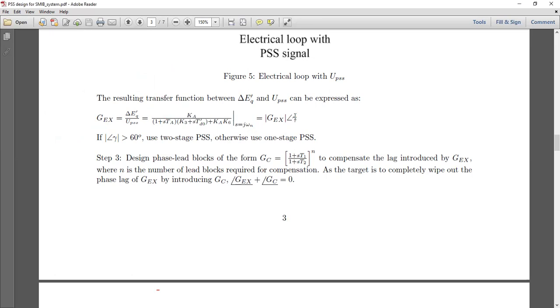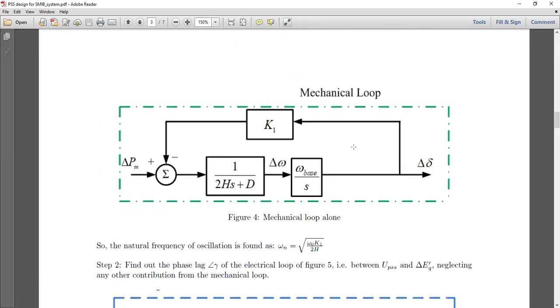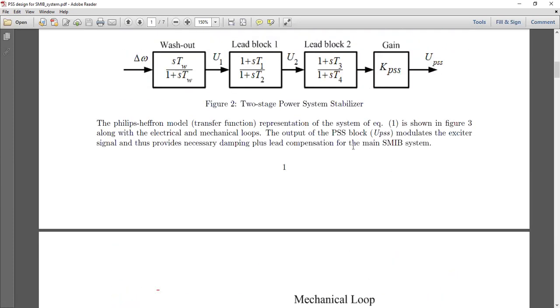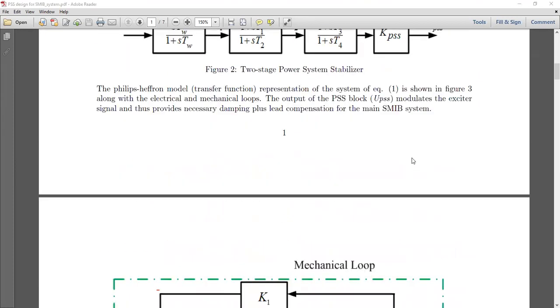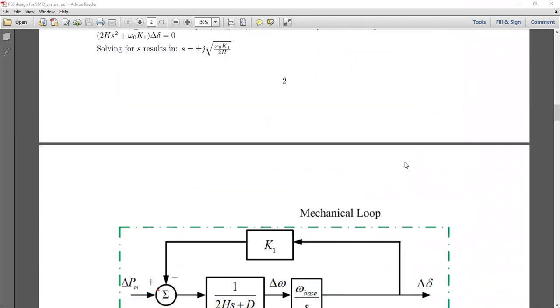So we have to know what is gamma, and only then can we say how many stages of PSS or lead blocks we need. A 2-stage PSS means we are using two lead blocks. The gain block remains as it is, the washout block remains as it is, and only the number of lead blocks changes depending on the lag angle gamma. Nothing else changes.